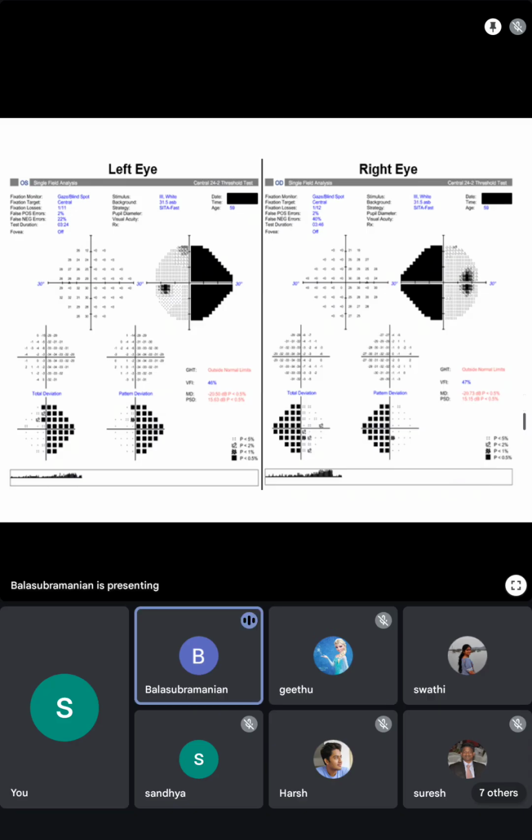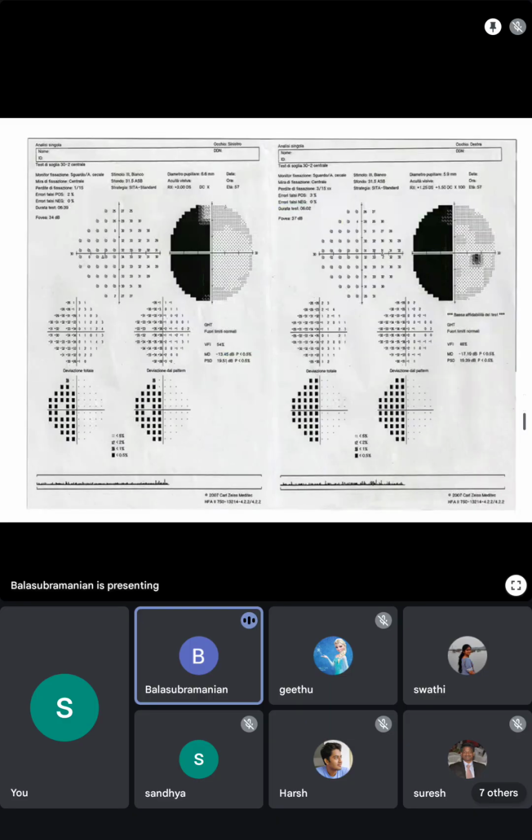In one eye it is the right side, in the other eye it is the left side. So you can compare it to the previous picture. Here, left side in both eyes, right? That is why it is called homonymous.